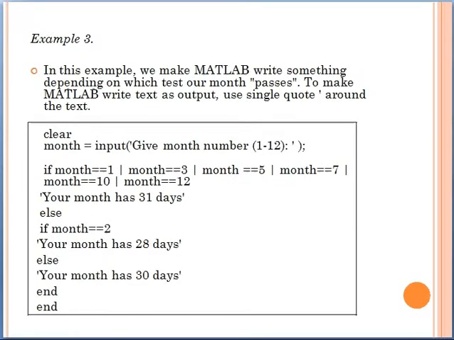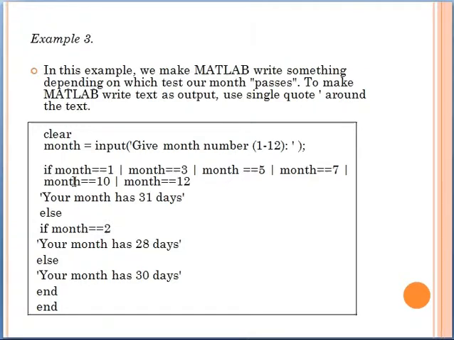Now the next example. In this example we make MATLAB write something depending on how many days a month has. To make MATLAB write text as output, use a single quote around the text. Let me explain the program. Here I am using the variable month for the month input. Give a month number from 1 to 12 because months are from 1 to 12 only. Now my loop is starting from here.